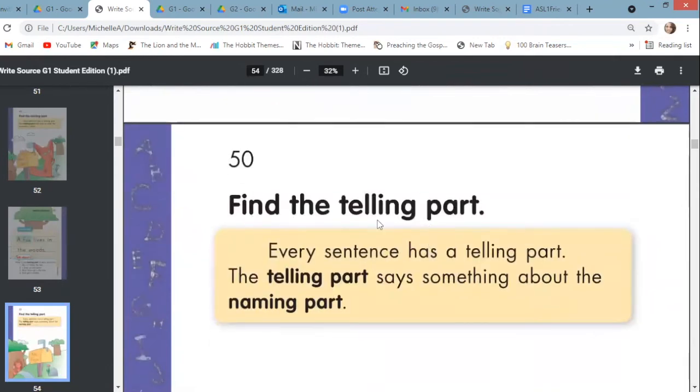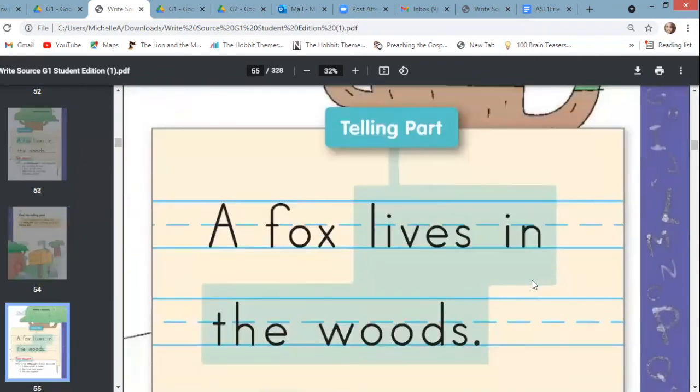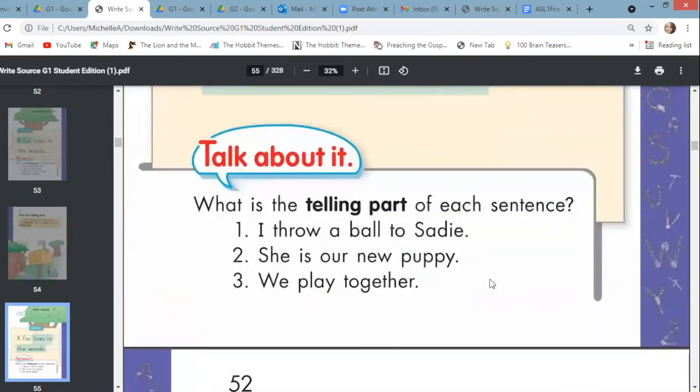Now we have to find the telling part, right? Every sentence has a telling part. The telling part says something about the naming part. A fox lives in the woods. It's telling. Okay? Yes, dear. Is the telling part like the verb, the action, and is the naming part the noun? That is correct. Very good.